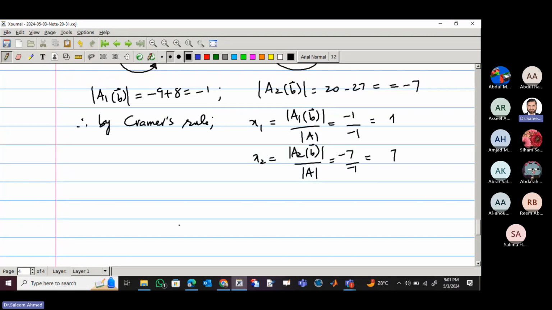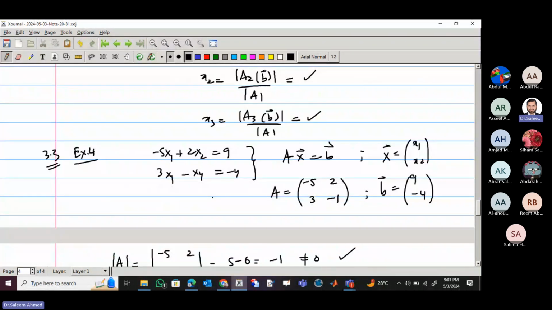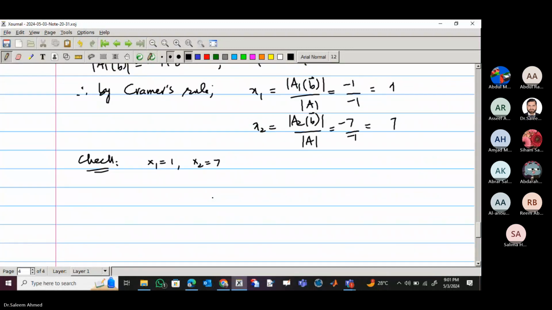That's your answer. If you want to check your answer, what you can do? Check is optional. x1 is 1, x2 is 7. Replace it in the equation. The first equation is -5x1 plus 2x2. So that is -5 plus 14, which is 9. See the right hand side, right?